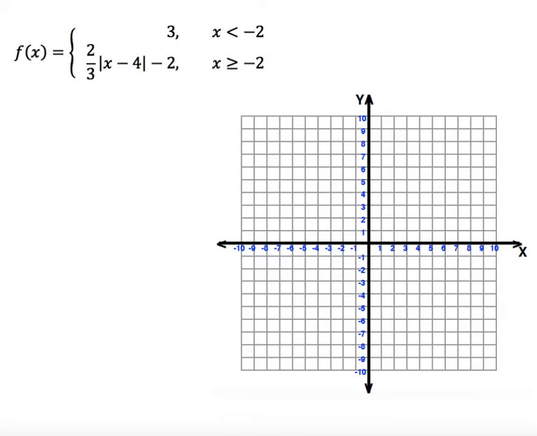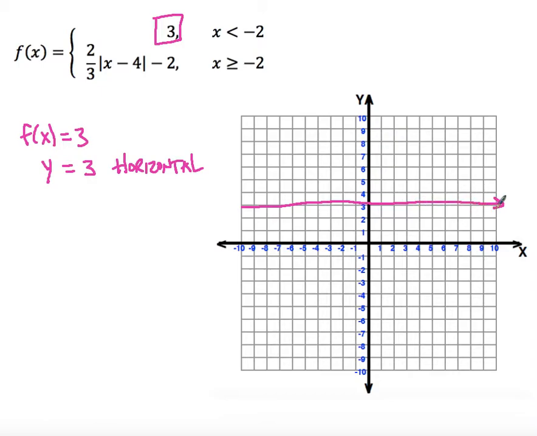Okay, so the first function is this right here. Now that looks weird. If I was to rewrite it, it would be f of x equals 3. Or sometimes people like writing a y instead of an f of x, y equals 3. And what you need to remember is that is the equation of a horizontal line. So if I graph that, it will just be a horizontal line at 3 on the y-axis. But I don't want the whole line. I have a restriction. Here's my restriction. So I'm going to set up my fence, my invisible fence, at -2.